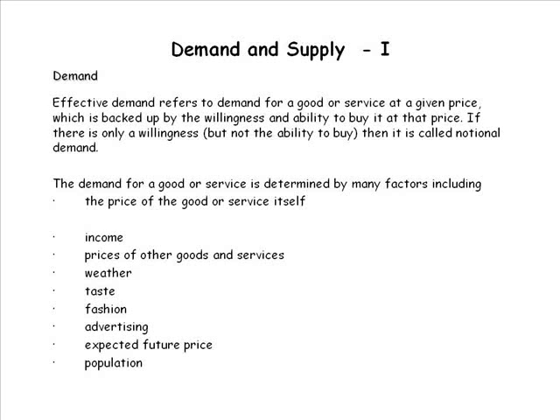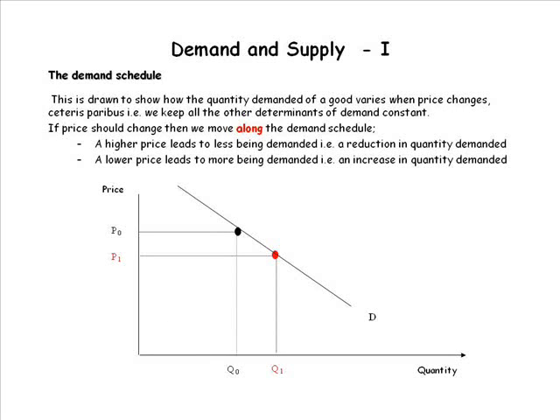Then you have a lot of what we call non-price factors, non-price determinants. These are things like income, prices of other goods and services that are related to that good, the weather, maybe taste or fashion or advertising, future price that is expected for the good, and also population. Let's look at the demand schedule or the demand curve.